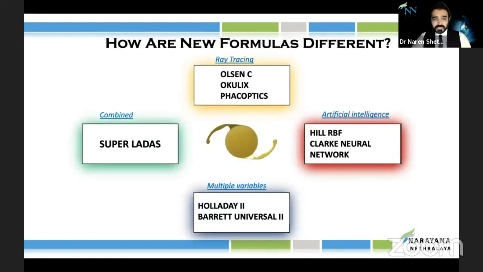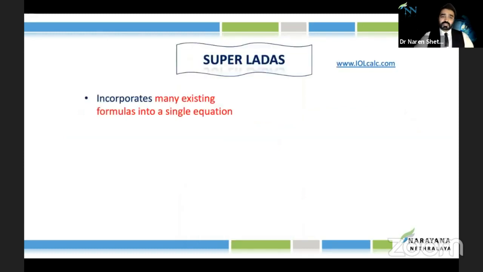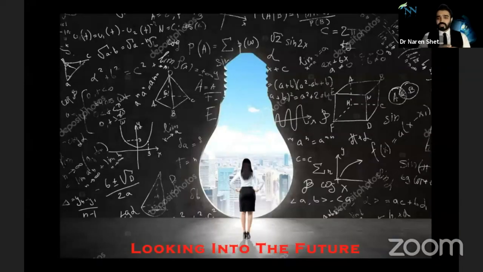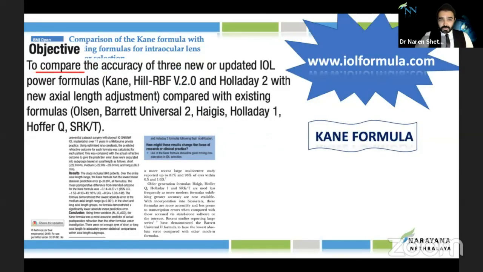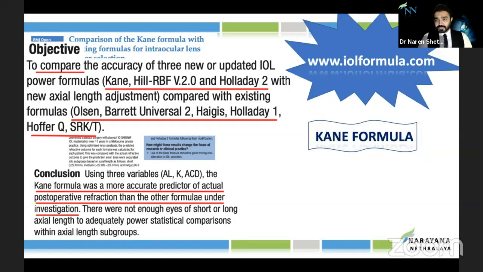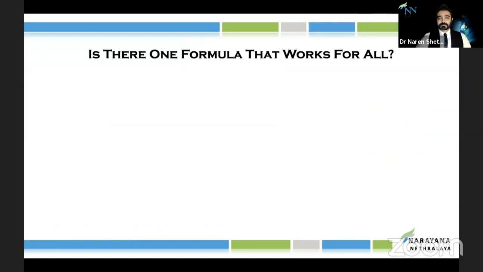Coming to the combined type, we have Super IOL, where it brings all the formulas into one equation and gives you the appropriate IOL power. Now, if there's one formula which you really need to look forward to, which could be the next big thing, it is the Kane formula. This has been doing really well and has almost equal results as Barrett Universal 2. And in fact, in some instances where there's an irregular cornea or keratoconic eyes, it has performed slightly better.